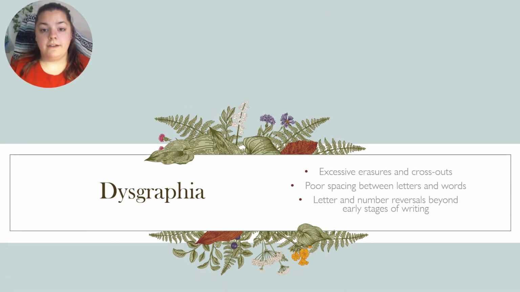Now for dysgraphia. Dysgraphia is defined as a neurological disorder characterized by writing disabilities. Specifically, the disorder causes a person's writing to be distorted or incorrect. Some of the characteristics are excessive erasing and crossing out, poor spacing between letters and words, and letter and number reversals beyond early stages of writing. That means that they'll get those mixed up.